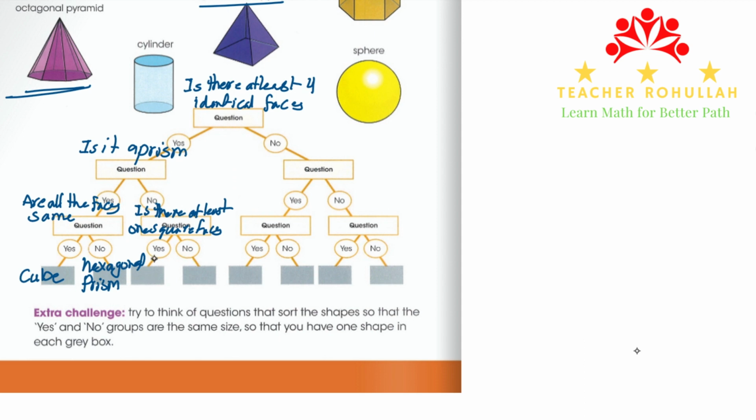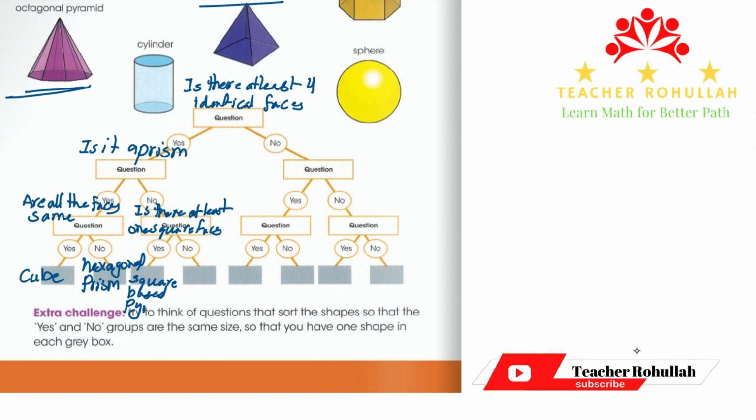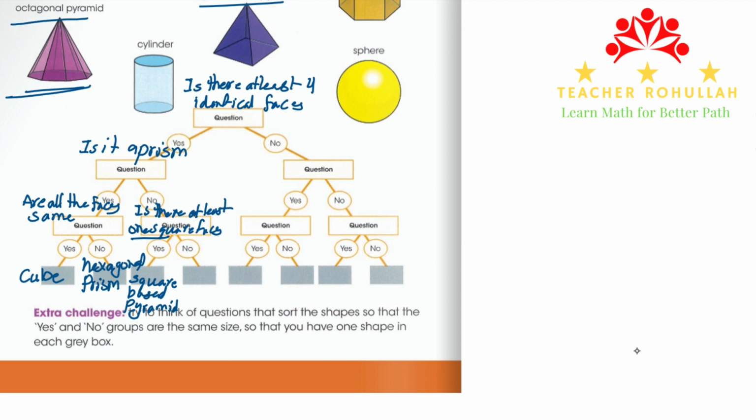I can say yes, it is the square-based pyramid. Let me write in a way so that I can be able to write all of them. The one which has at least one square face is the square-based pyramid. If the answer is no, then it is the octagonal pyramid. I will write octagonal pyramid.